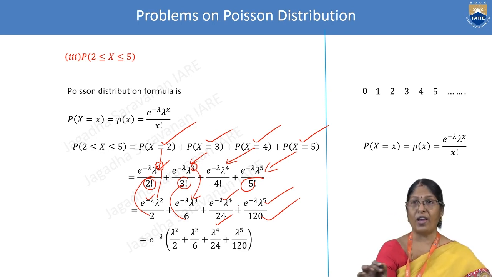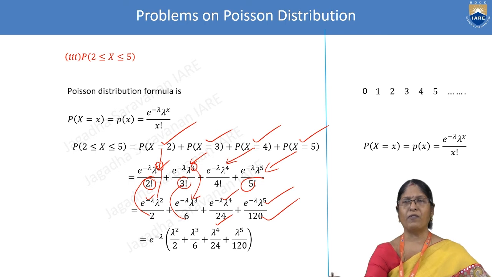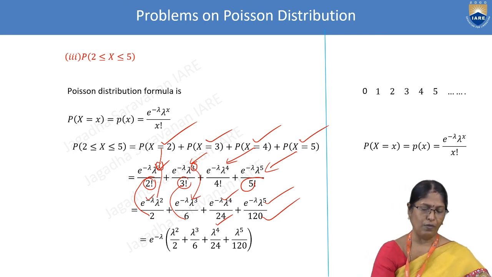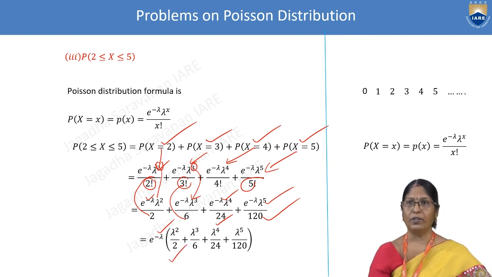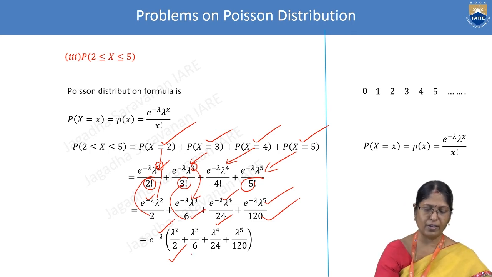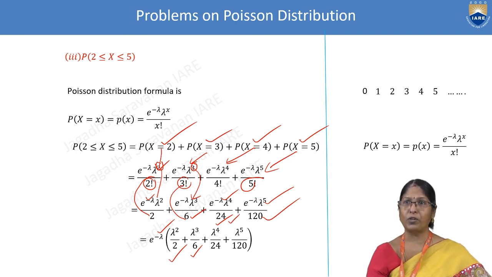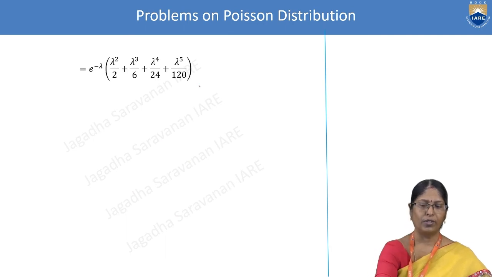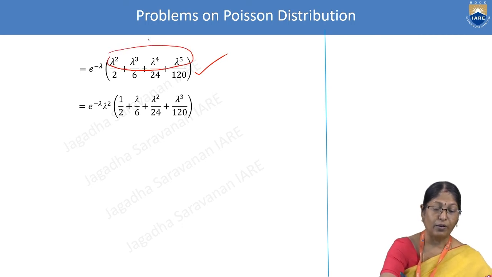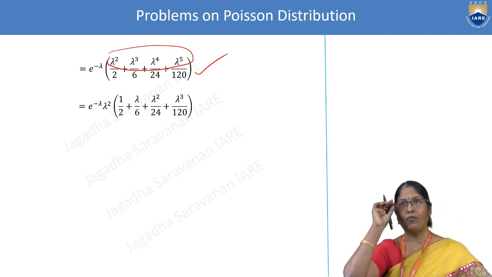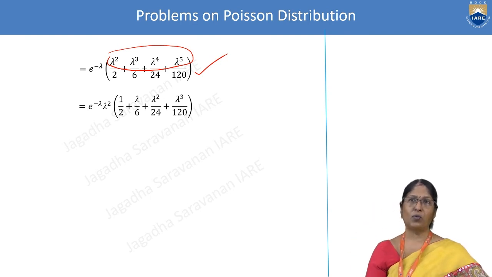Now in all 4 terms, e power minus lambda is common, so we kept it outside. The remaining is lambda square by 2 from the first term, lambda cube by 6 from the second term, lambda power 4 by 24 from the third term, and lambda power 5 by 120 from the last term. So this is the last step. Now we notice in the numerator lambda square, lambda cube, lambda power 4 and lambda power 5. So the least one is lambda square.